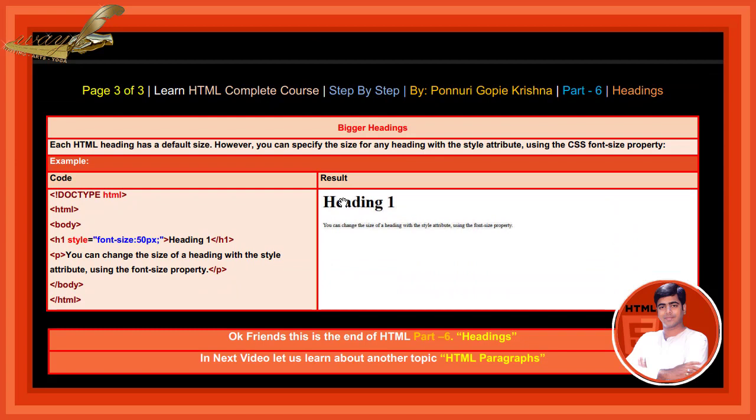Bigger headings. Each HTML heading has a default size. However, you can specify the size for any heading with a style attribute using the CSS font-size property. See the example, doctype HTML, body. See here H1 style equals font-size 50 pixels, heading 1. See, you can change the size of heading with the style attribute using the font-size property. See here the result, the heading is big.